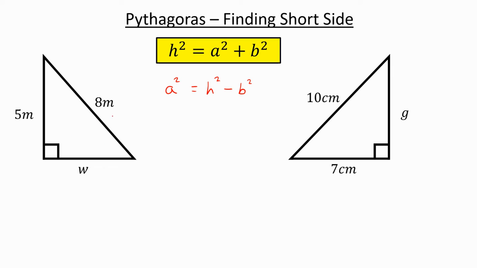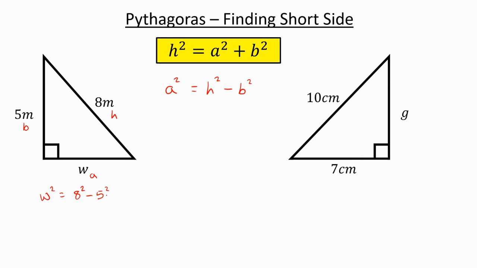And so if we look at this one here, we've got h, our long side here, and suppose this is our unknown a and this is b. Now if we were to substitute these into the formula, so w squared equals. Now, it's important the way round it goes in this case because we have to do the bigger one first, the hypotenuse first. 8 squared take away 5 squared.